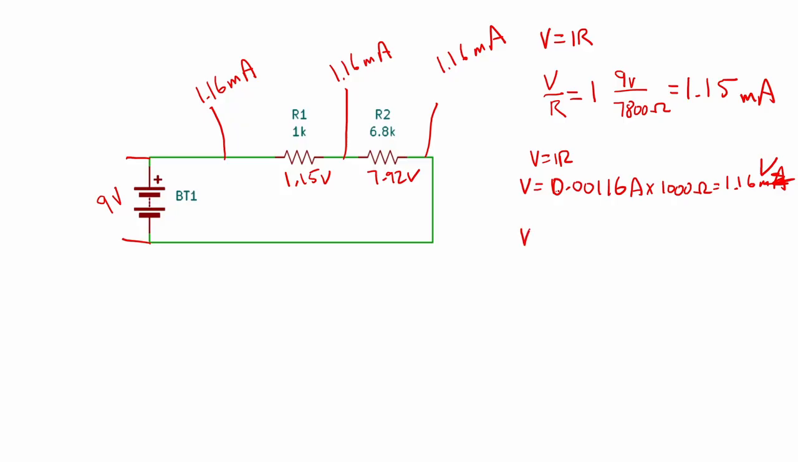Then if we do our second resistor, 0.00116 amps times 6800 ohms, we get 7.88 volts, which is, again, very close to that value there.